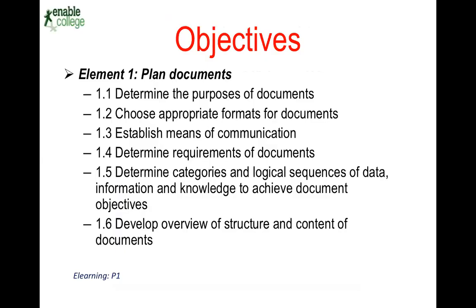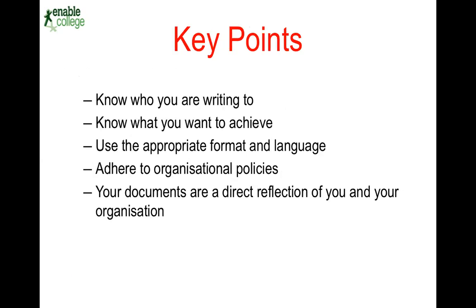Okay, we've come to the end of today's part one, element one. Hopefully after this presentation and after reviewing the course material on e-learning Catapult, we've achieved these objectives. So key points: we need to know who we're writing to. We need to know what we want to achieve. We need to use the appropriate format and language and adhere to our organisational policies. And our documents are a direct reflection of us and our organisations.